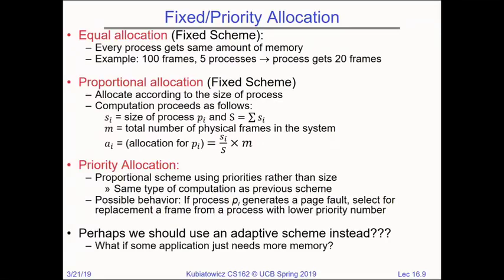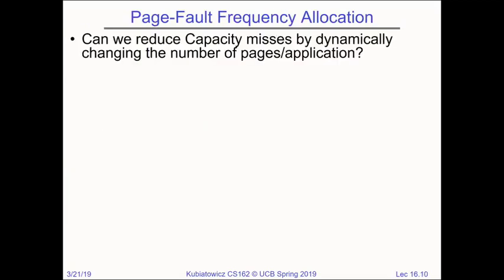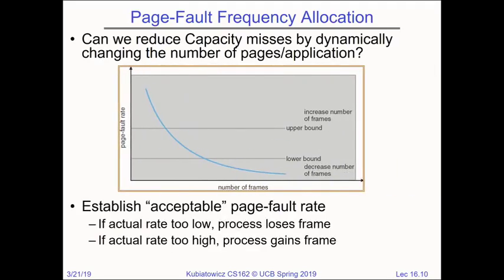The last one I want to tell you before we move on is maybe we should use some sort of adaptive scheme where we figure out which processes actually need memory and give the memory to them. Okay, and how would we even do that? Well, we could try to reduce capacity misses by dynamically changing the size of memory for a process. So we could do this.